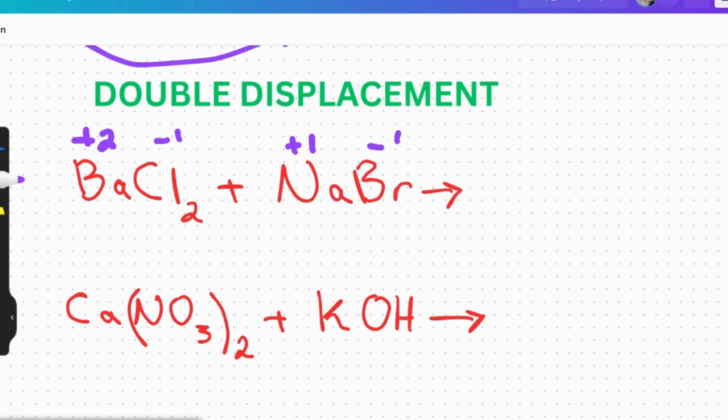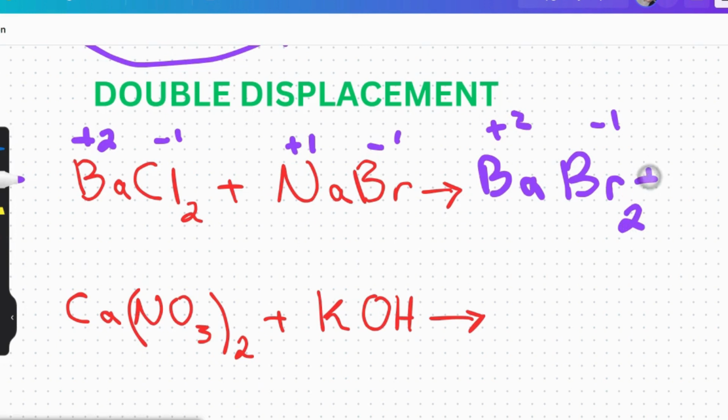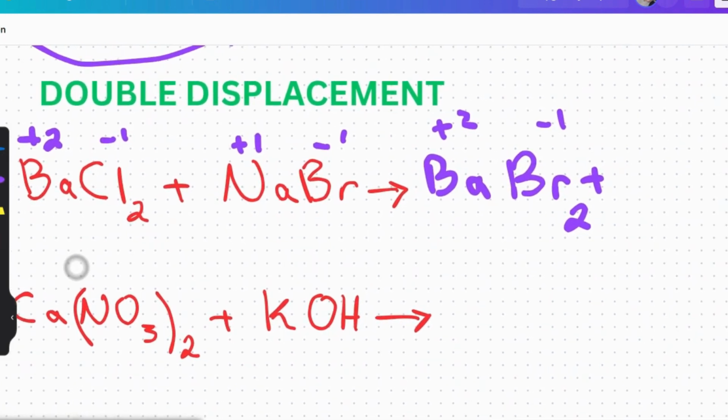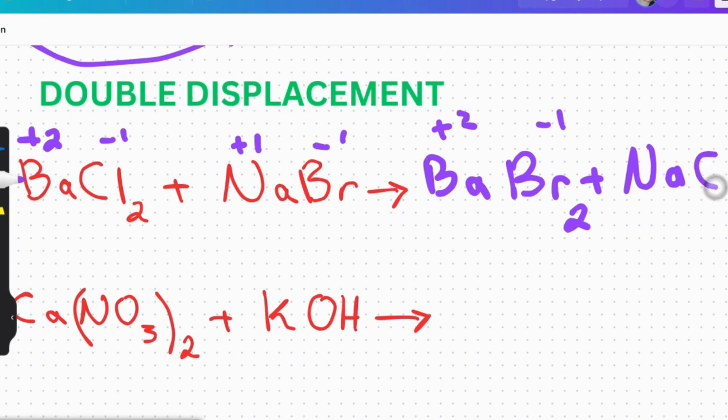Now, let's start with Ba, this is positive, and replace it with the other positive. So Ba would replace the Na. Now Ba with Br, okay, positive, negative, plus 2, negative 1, cross over, Br2, plus, start with the other positive, which is Na, Na and Cl. Plus 1 minus 1, they cancel out each other. Do not write these numbers here.